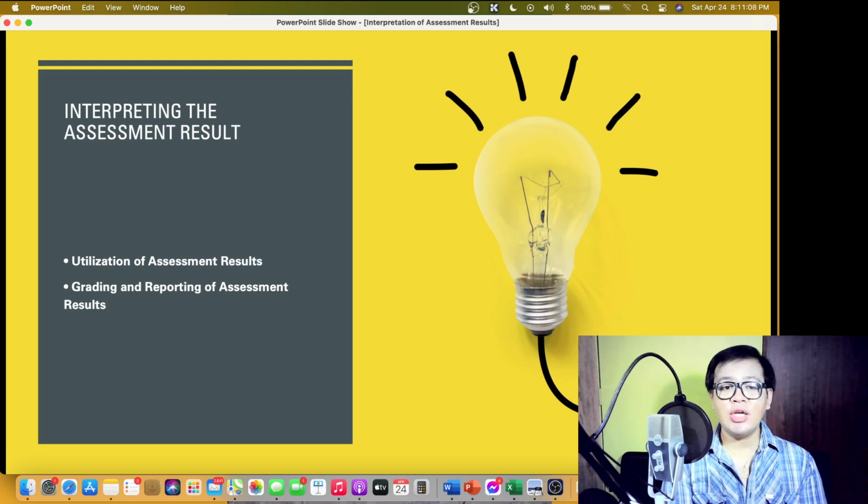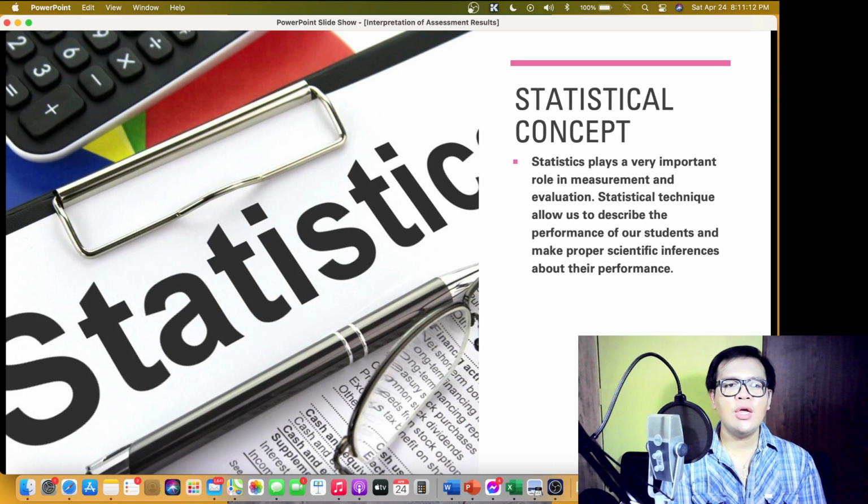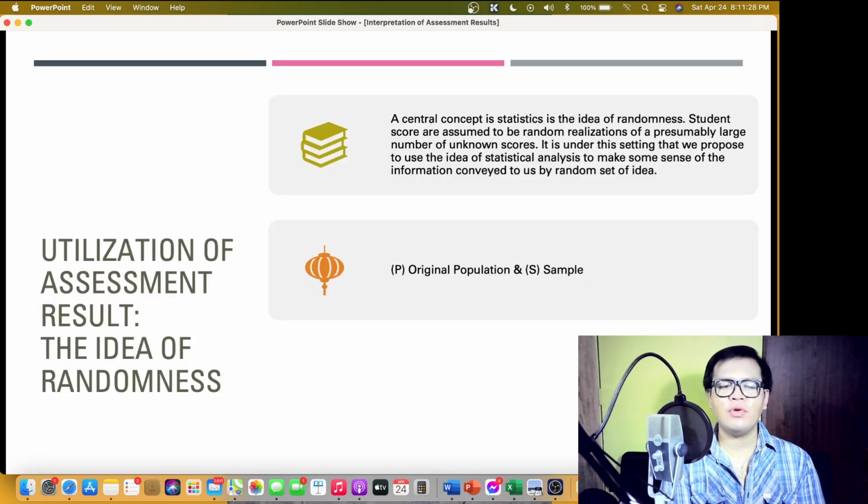So there is a utilization of assessment result and grading and reporting of assessment result. So the statistical concept, we have statistics which plays a very important role in measurement and evaluation. Statistical techniques allow us to describe the performance of the student and to make scientific inferences about their performance.